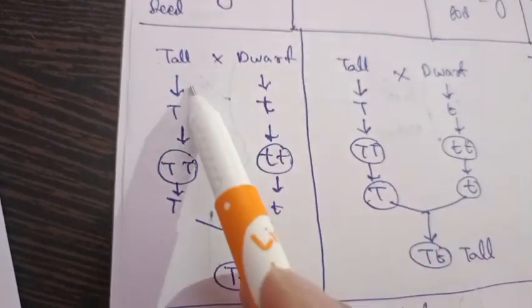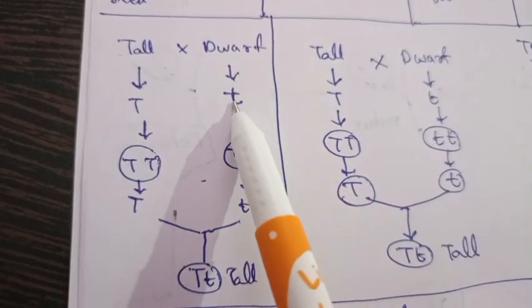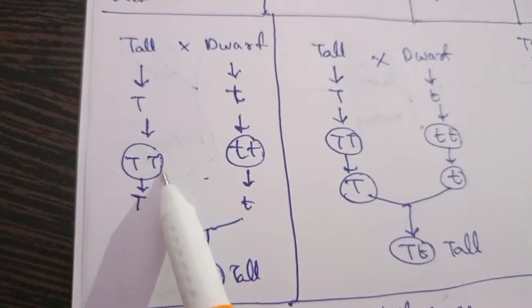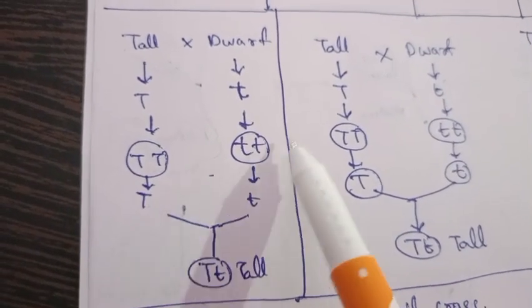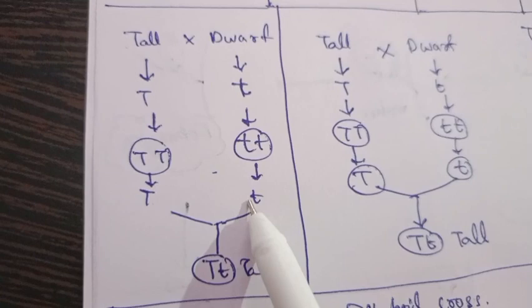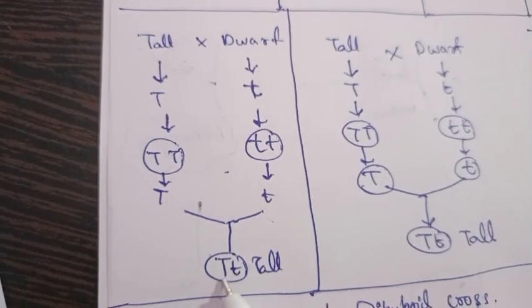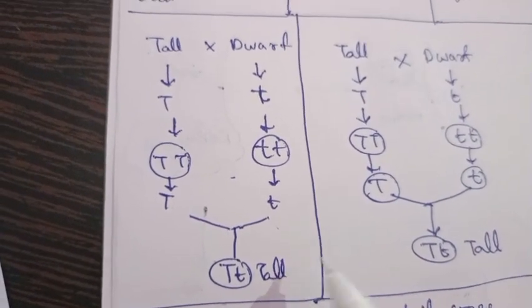Tall is represented by capital T. Dwarf is represented by small t. Capital T crossed with capital T forms capital T. Small t homozygous gives small t. Capital T small t is tall, which is heterozygous.